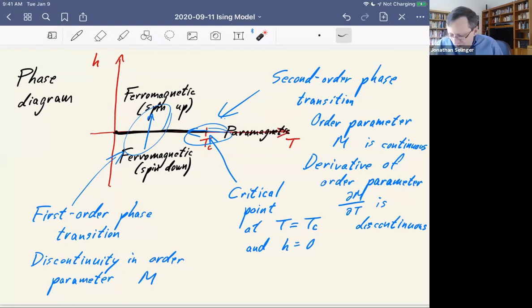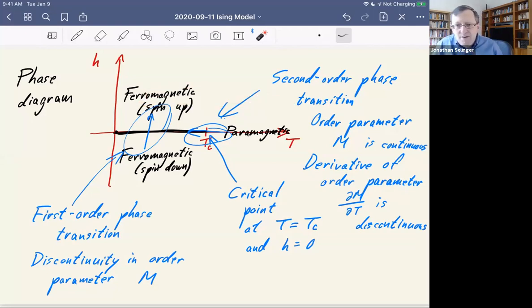But if you have no way to turn off the field, if the off switch on your magnet is broken, so your magnet is stuck on, and you have no way to turn off the field, then you wouldn't be able to tell the difference going along there.